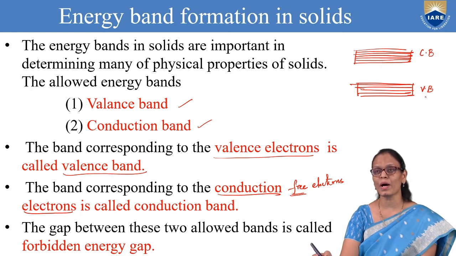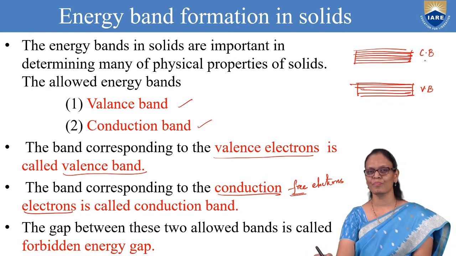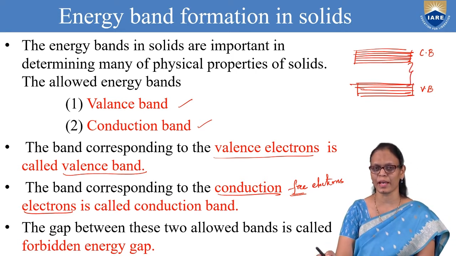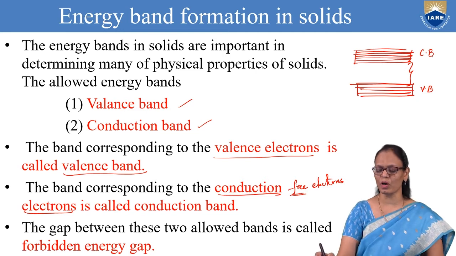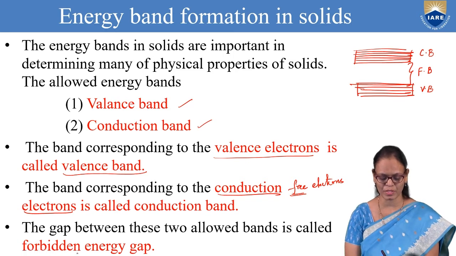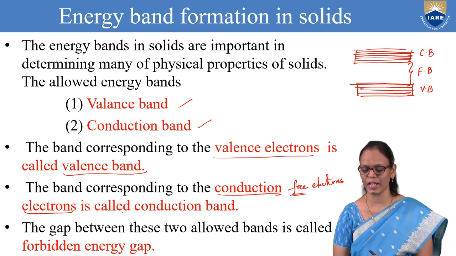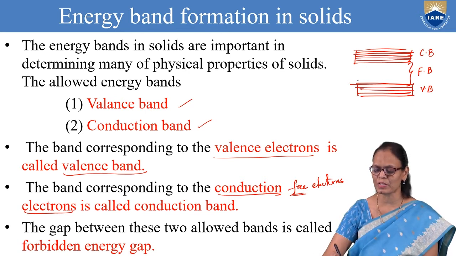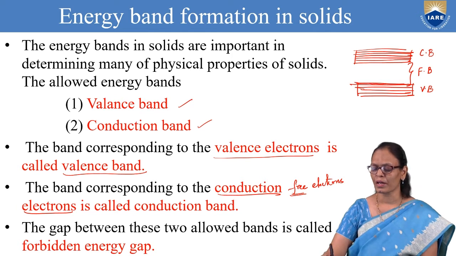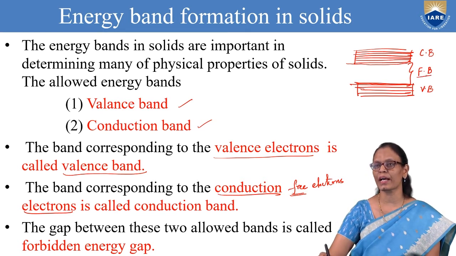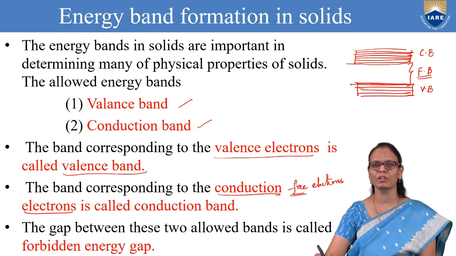Now in between the valence band and the conduction band, there may be a gap. We are going to discuss this gap. So the gap between them is called the forbidden band or forbidden energy gap. This is called the forbidden energy gap. So the gap which is there between the valence band, or I say specifically between the topmost level of the valence band and the bottom level of the conduction band, we are calling it the forbidden gap or the forbidden band.